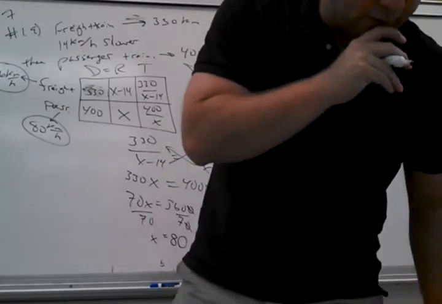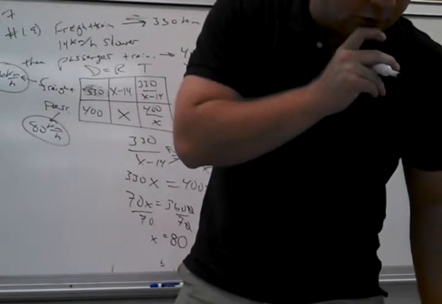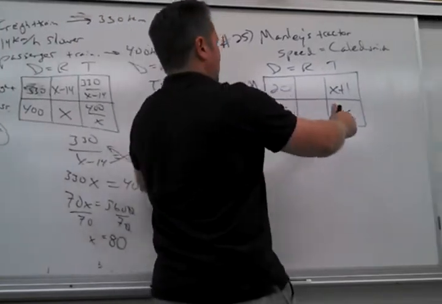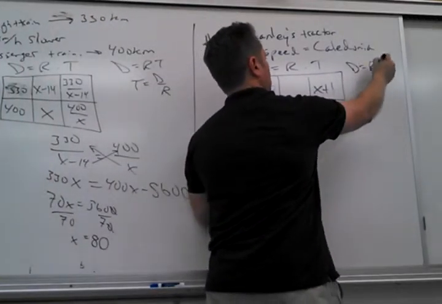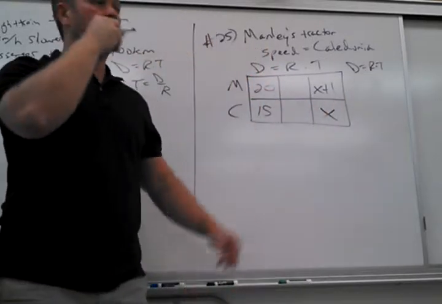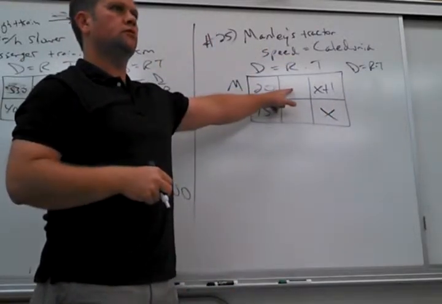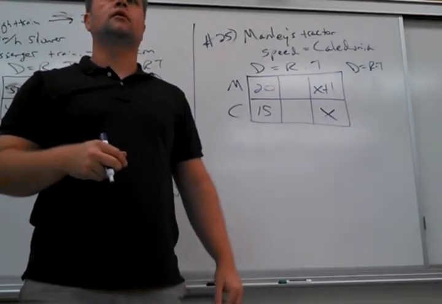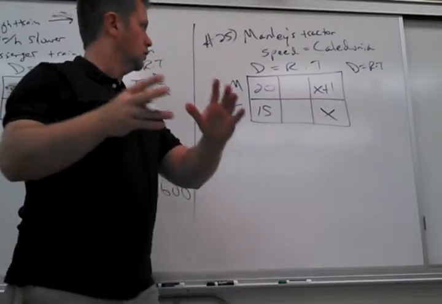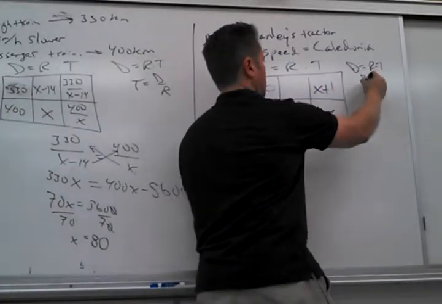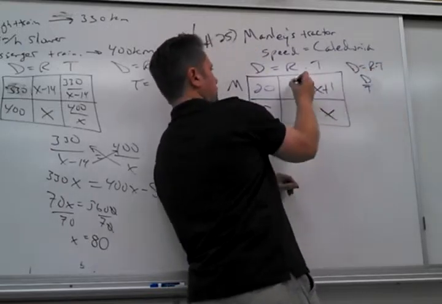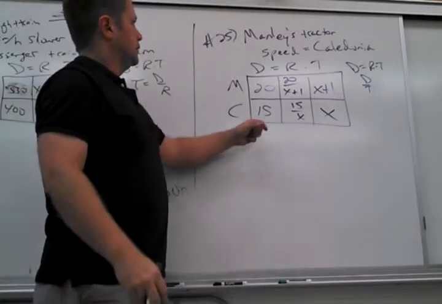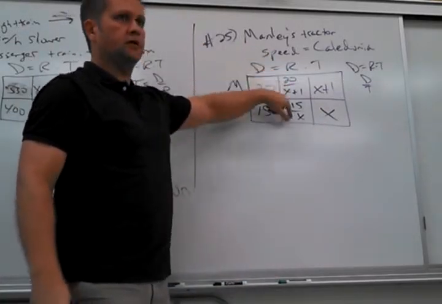I see. That's where the other information is. And it says Manly's tractor is just as fast as Caledonia's, so it's really the same thing. Distance equals rate times time. How do I solve for what I don't know? Yeah, so you just take distance divided by time equals rate, so that'll be 20 over x plus 1 and 15 over x. I didn't realize they just tell you that these rates are the same.